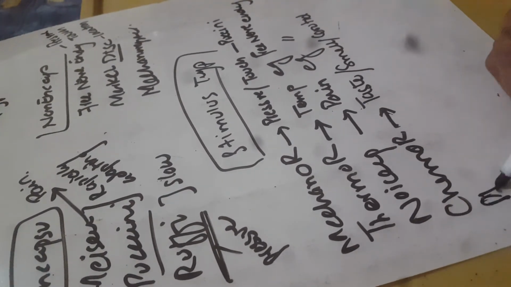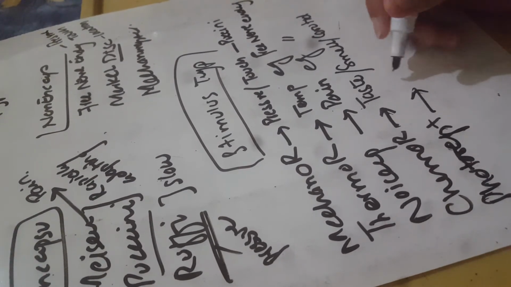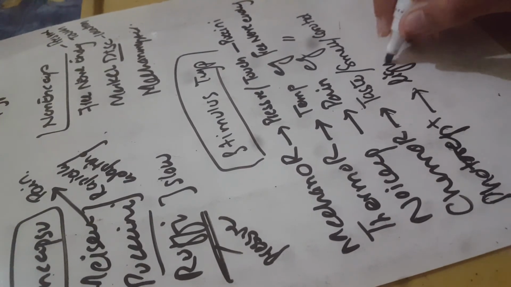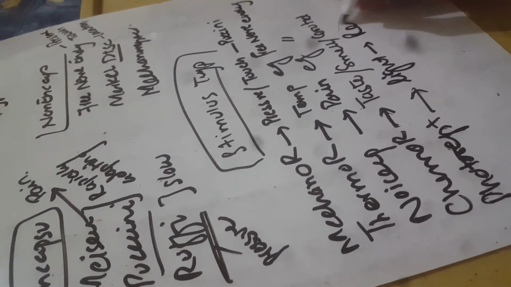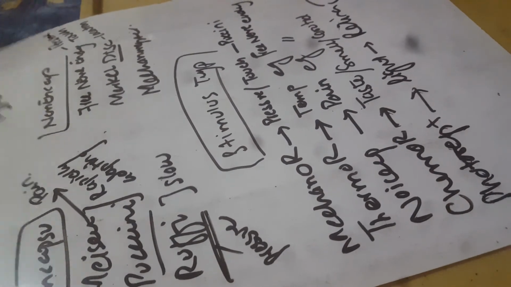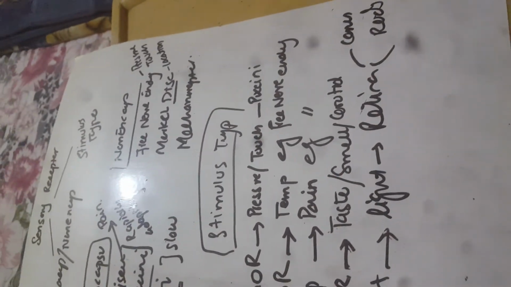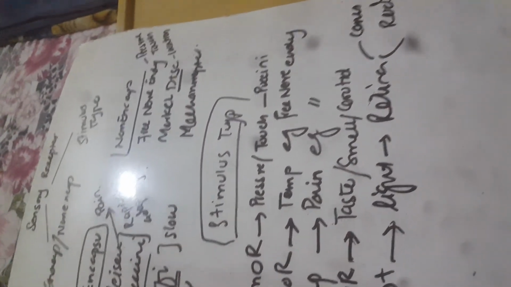Then we have photoreceptors. As the name suggests, photo means light. Light is carried by our eyes, and it involves the retina, which has the light sensing organs in it, that is cones and rods, right? It has cones and rods. This is all for the sensory receptors.